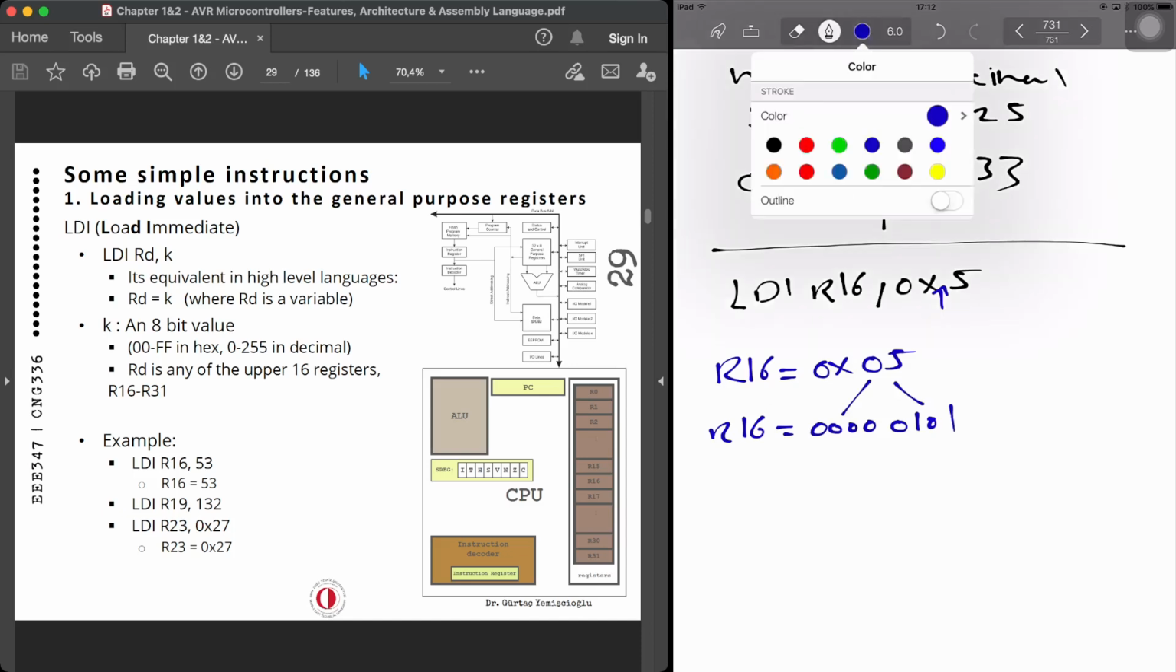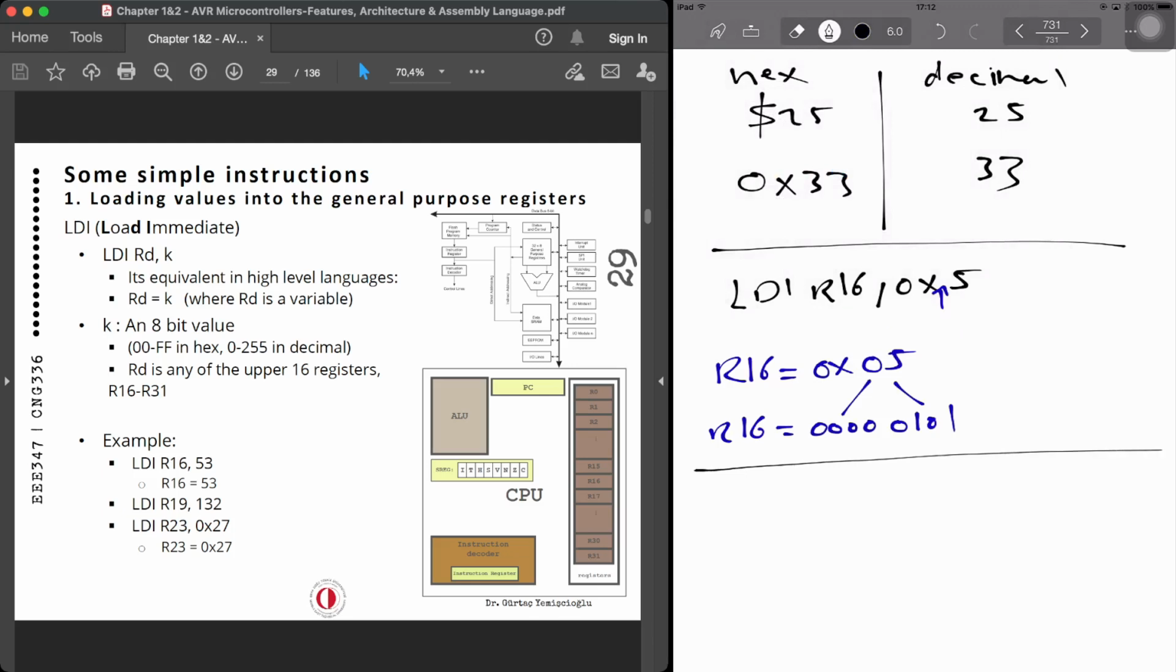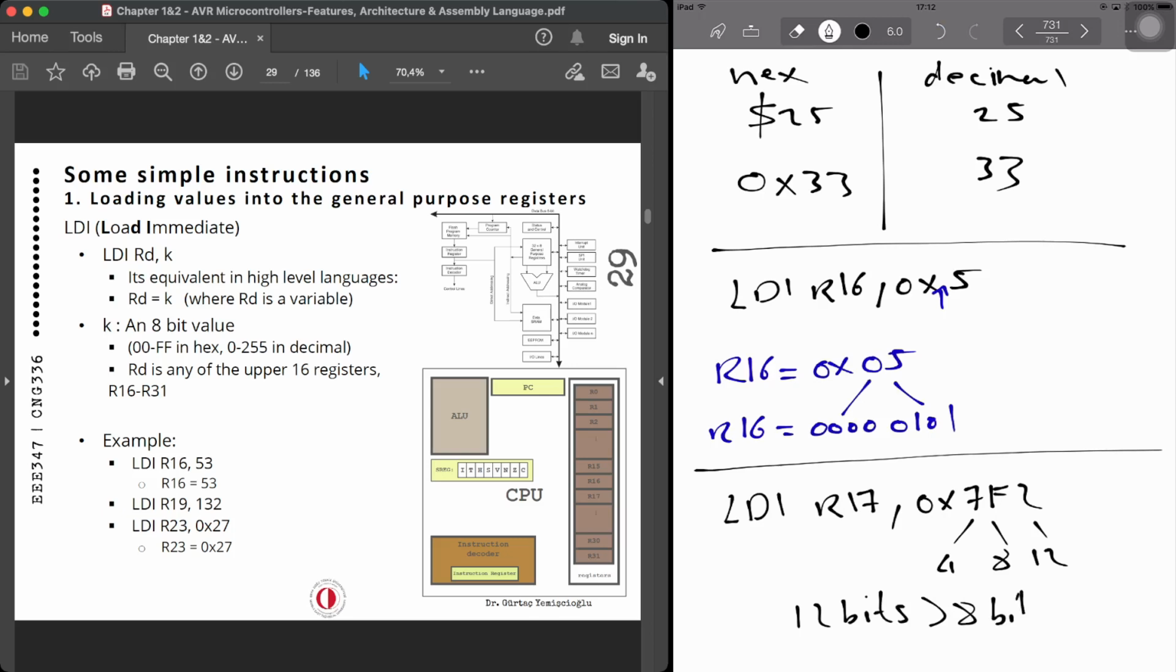And the third and last rule while we are programming AVR: if you have a value larger than 255, which is 8 bits, or FF in hex, it will cause an error. So, for example, you cannot say LDI R17, 0 hex 7F2. It's illegal because you have got 4, 8, 12 bits over here, which is greater than 8 bits, which we cannot store. Okay, so that's not possible. Okay, so this is the first instruction that we have to learn to define a constant.